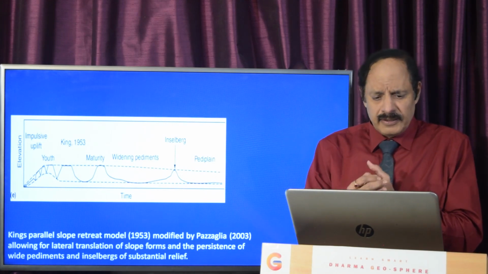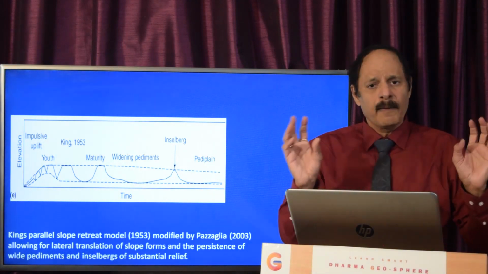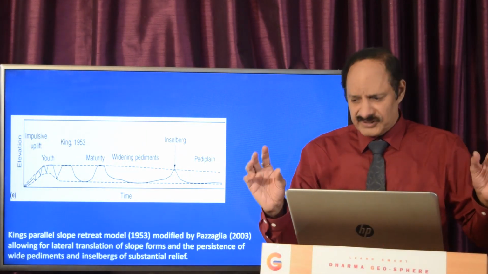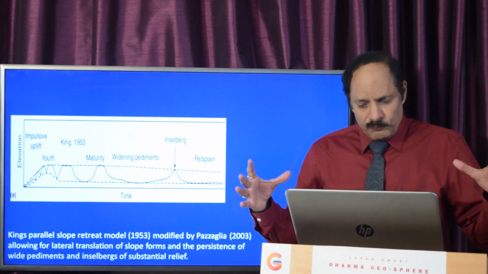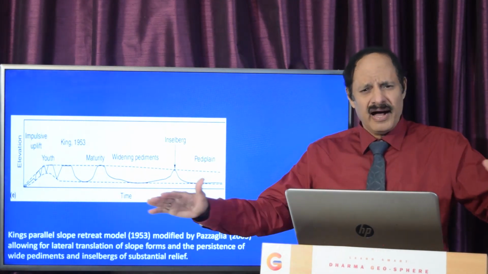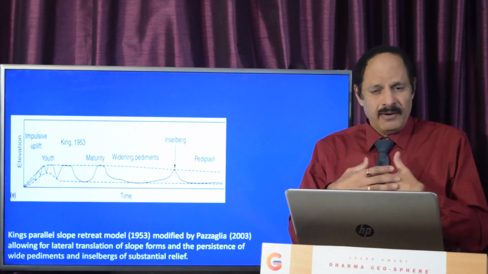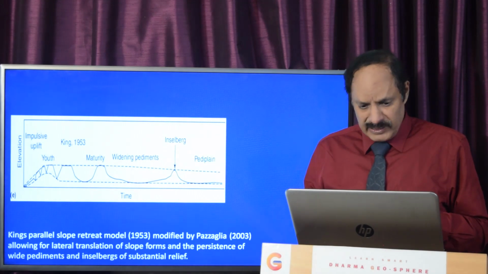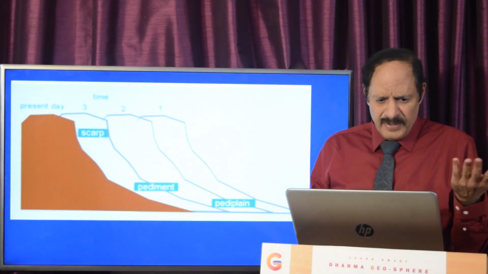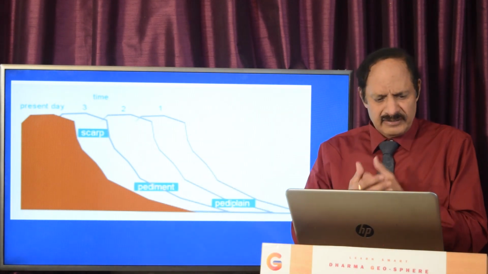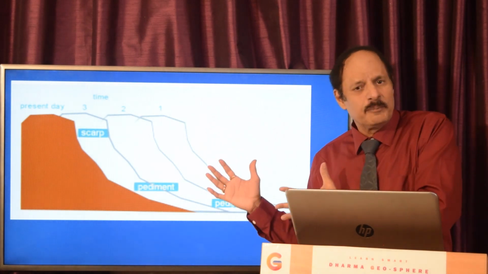These inselbergs and pediplanes which you are seeing here are small outbound mountainous structures or hills which, with the passage of time, coalesce together and form a very large plain, which King termed the pediplane, or the process of pediplanation. So this is the parallel retreat. This is how it happens, one after the other. First the scarp is formed, then the pediment, and later on the pediplane.